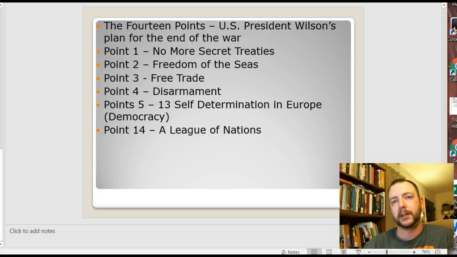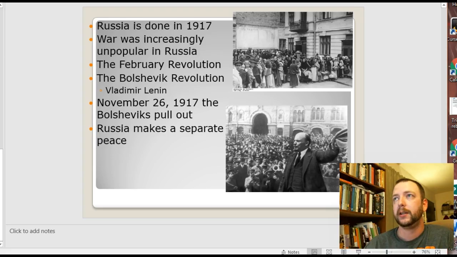So this is the United States' plan for the end of the war. We're not quite done with the war yet, but this is Wilson's plan. So Russia, by 1917, about the same time that the United States is ready to enter the war, is done. Like, they can't handle it anymore. The war was increasingly unpopular.